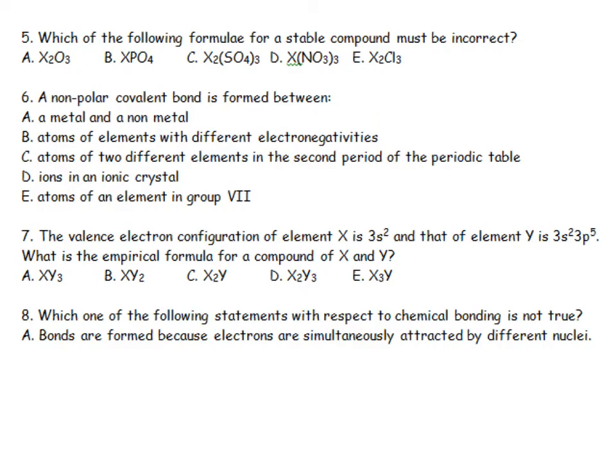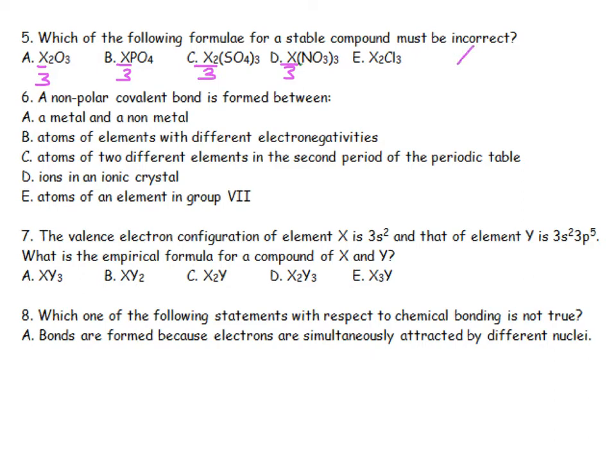Which of the following formulae for a stable compound must be incorrect? So, if we go over here, we don't know what X is, okay? But X could have a valency of 3 and bond like that.